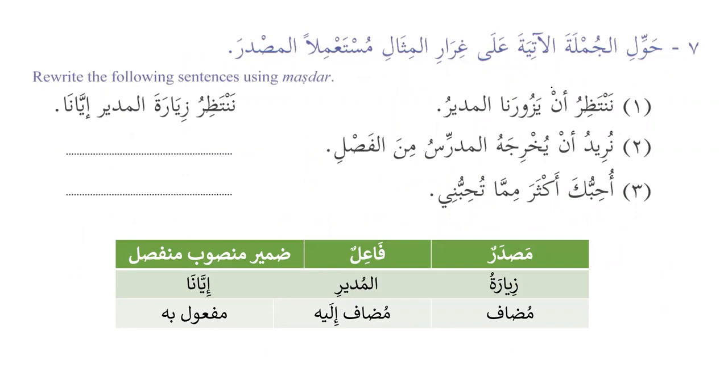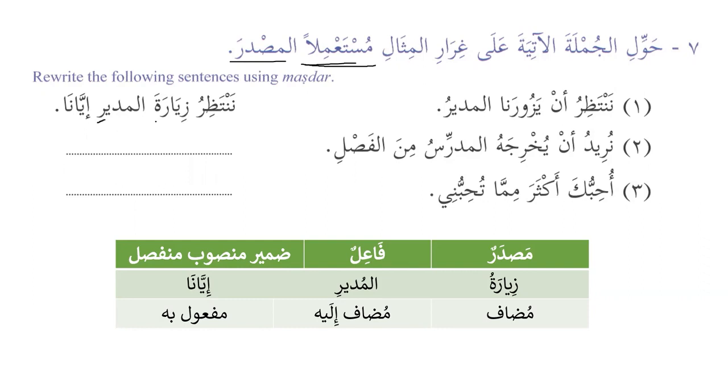حول الجملة الآتية على غرار المثال مستعملا المصدر. Now we have to change the sentences on the pattern of the example that we have over here by using al-masdar. So it says, ننتظر أن يزورنا المدير. We will wait for the headmaster to visit us. With the masdar: ننتظر زيارة المدير إيانا. We will wait for the headmaster to visit us.